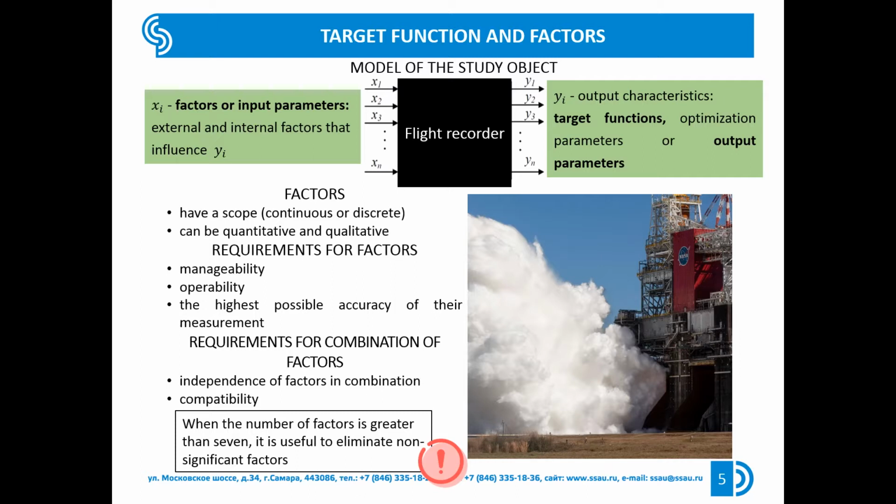If the number of factors is large, this leads to an increase in the number of experiments. Therefore, if the number of factors is greater than 7, it is advisable to remove unimportant factors. This is done either on the basis of preliminary theoretical calculations or on the basis of experience. At the same time, if the influence of any significant factor is not taken into account, this may lead to errors in determining the target function.